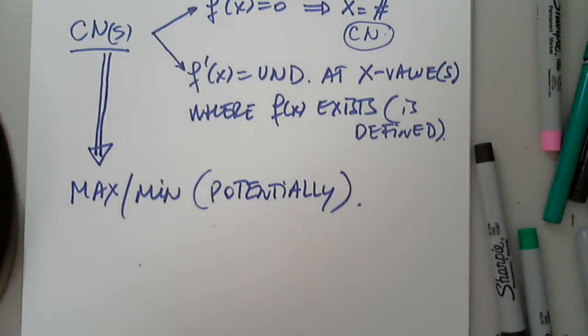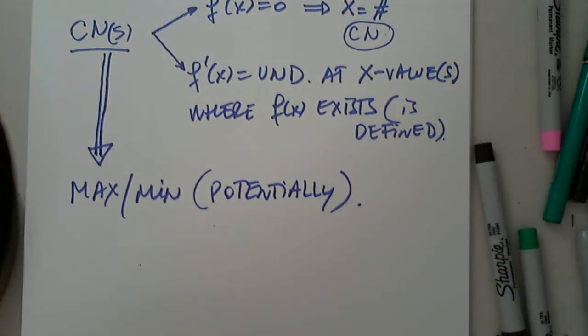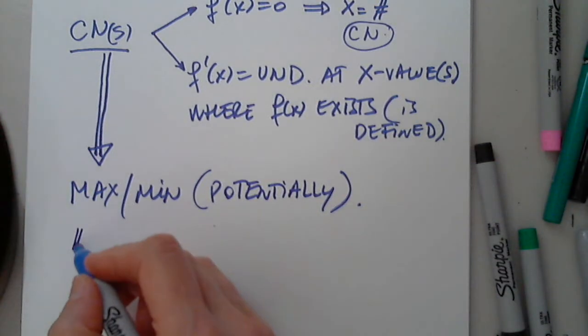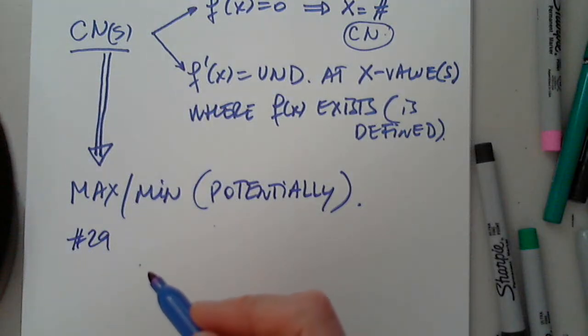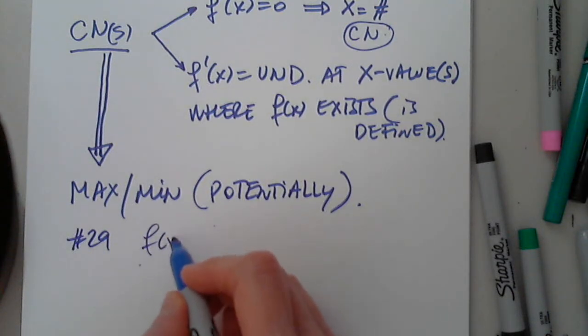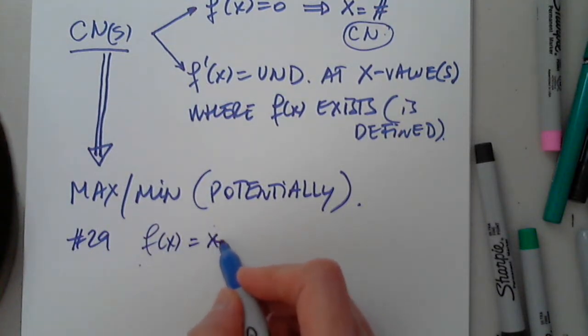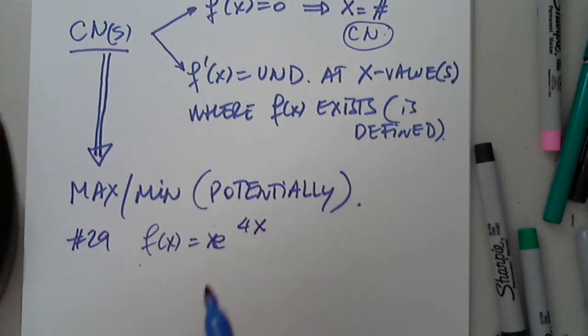Okay, and I would like to illustrate with another problem. We illustrated with a polynomial function last time. Let's illustrate and find critical numbers for f of x equals x e to 4x.